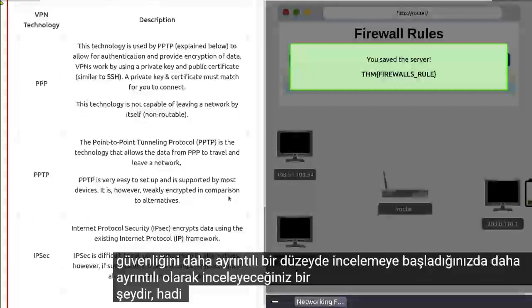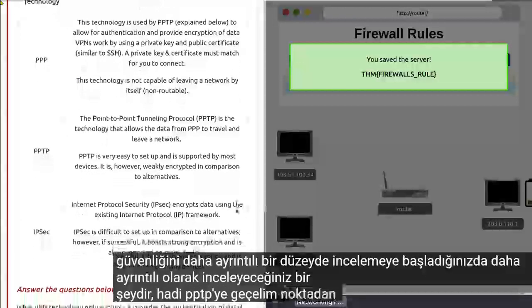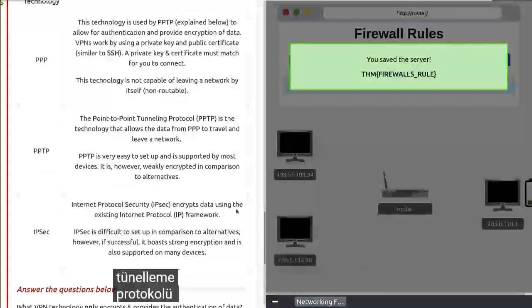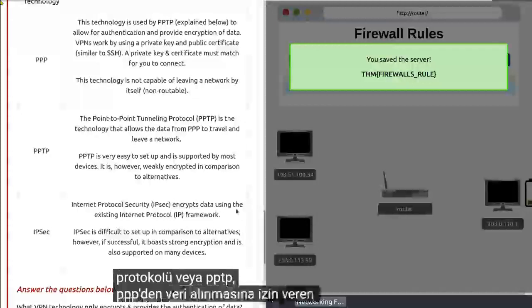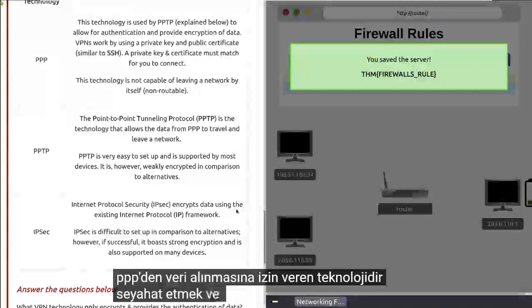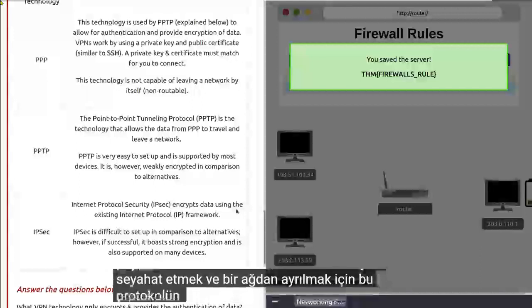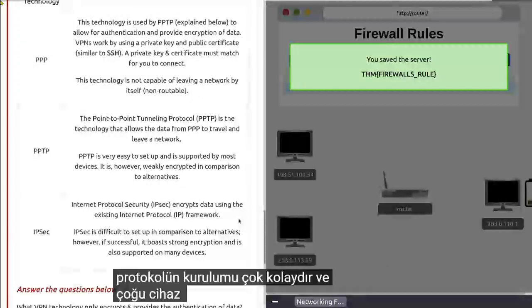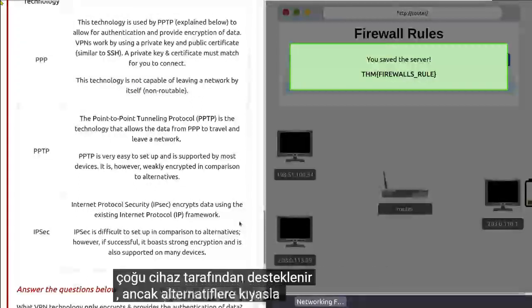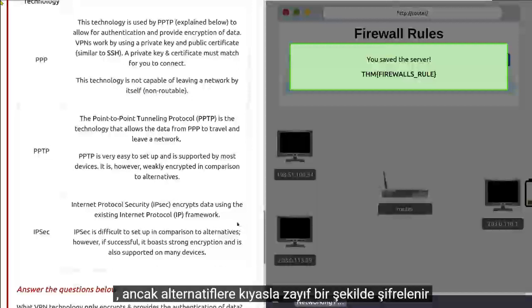Let's move into PPTP. The point-to-point tunneling protocol, or PPTP, is the technology that allows the data from PPP to travel and leave a network. This protocol is very easy to set up and is supported by most devices. It is, however, weakly encrypted in comparison to alternatives.